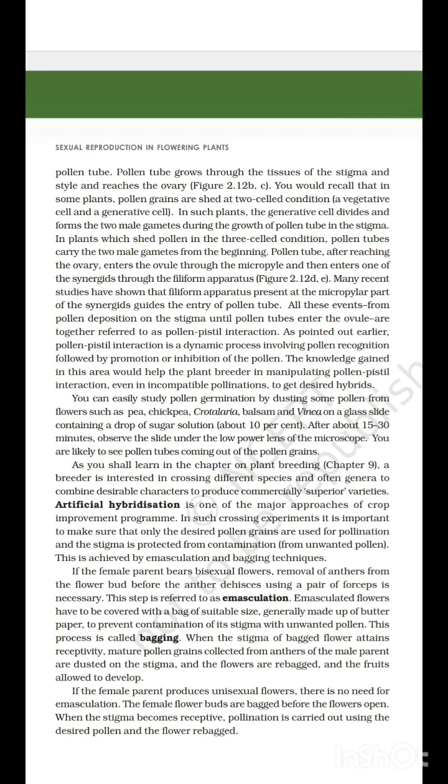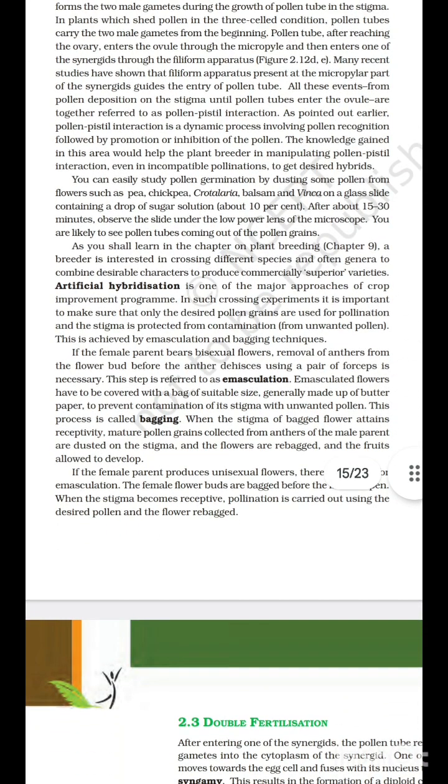through one of the synergids through the filiform apparatus. Many recent studies have shown that the filiform apparatus present at the micropylar end guides the entry of the pollen tube. It is a very important point. All these events from pollen deposition on the stigma until the pollen tube enters the ovule are together referred to as pollen pistil interaction. So it is all about pollen pistil interaction.